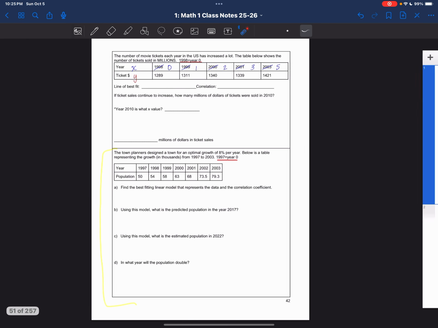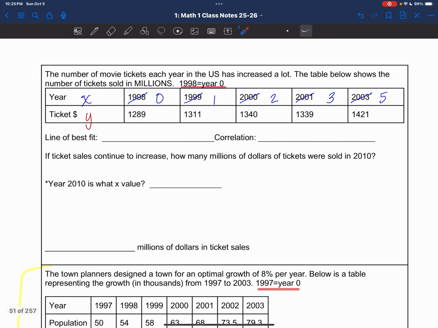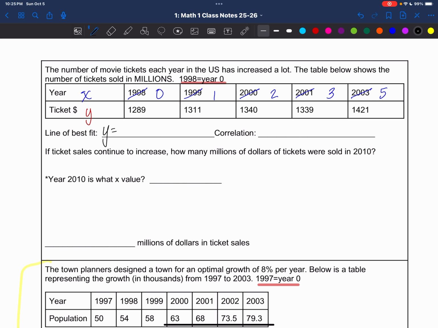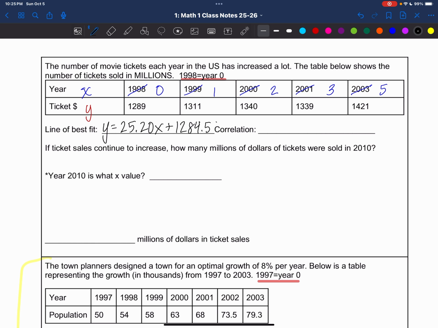So now let's go ahead, let's enter in our information on here. So he said this is Y equals 25.20x plus 1284.55. And we said the correlation coefficient was 0.9694. So that's a pretty strong correlation to your points, and it's a positive slope. So if the ticket sales continue to increase, how many millions of dollars of tickets will be sold in 2010?